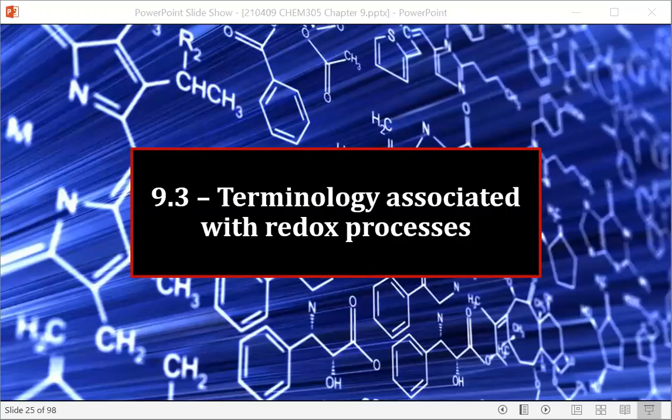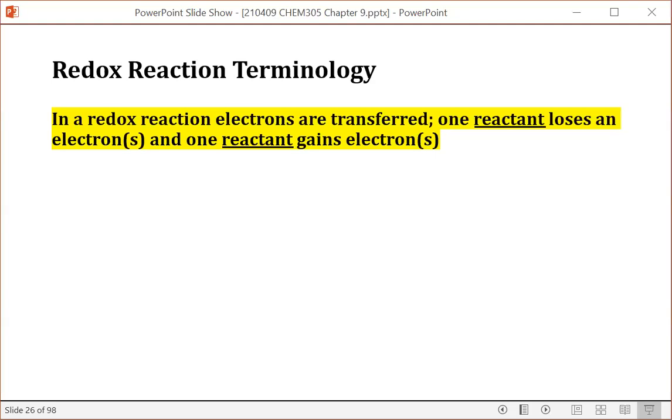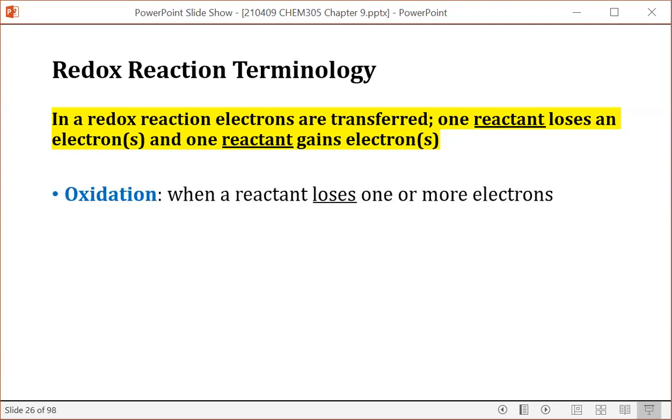Okay, welcome back. This is Chapter 9, Section 9.3, where we're going to be talking about the terminology associated with redox processes and reactions. So in a redox reaction, electrons are transferred. One reactant is going to lose one or more electrons, and one reactant is going to gain those electrons that the other reactant lost. So there's always a transfer of electrons in redox reactions.